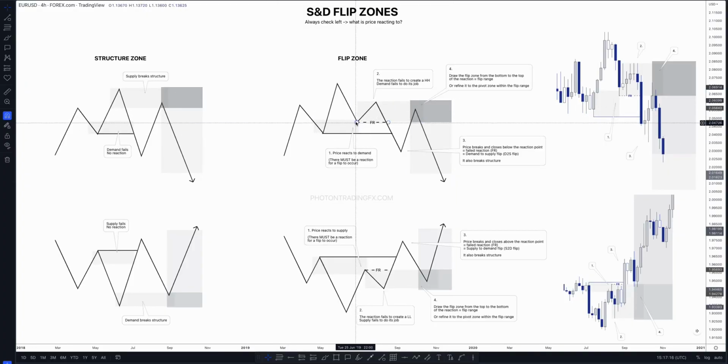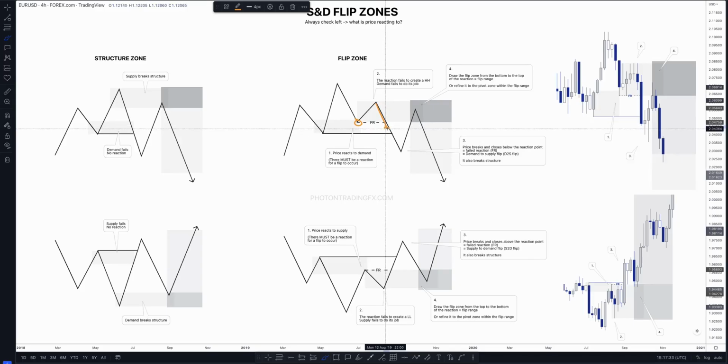So just a super quick recap, the key points, the common mistakes I see. For a flip, there must be a reaction first, okay? So you need to see price react. As long as it doesn't break that high, as soon as price then comes down and closes below the low of the reaction, I personally want to see a candle body closure, we now have a failed reaction.